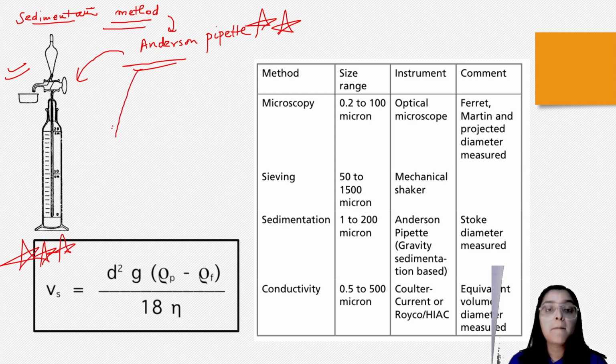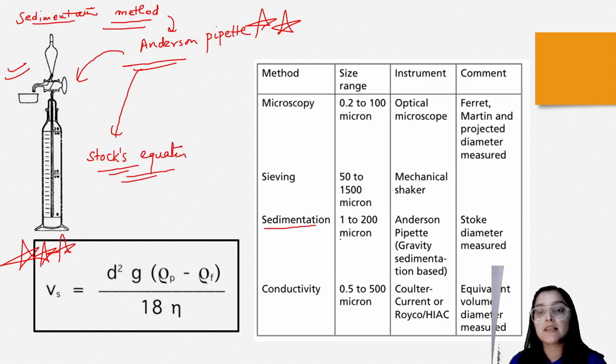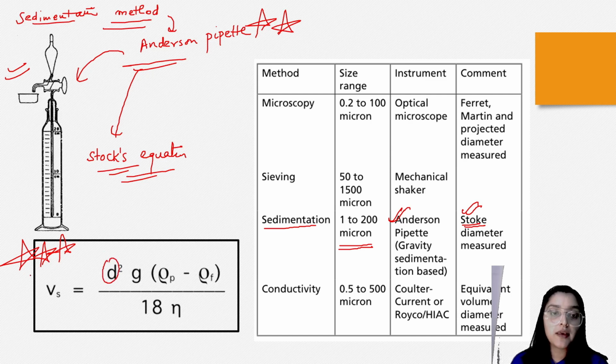This equation, based upon the method of sedimentation, is termed the Stokes equation. Here you can see the sedimentation size range is from 1 to 200 micron. The instrument is the Anderson pipette and the diameter will be the Stokes diameter. This is the volume, this is the diameter, and this will be your viscosity.